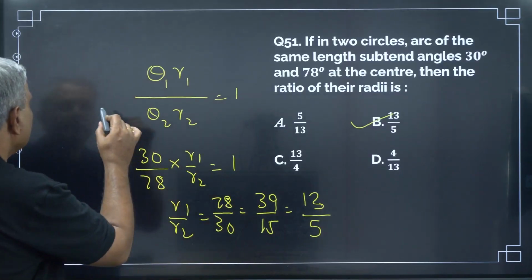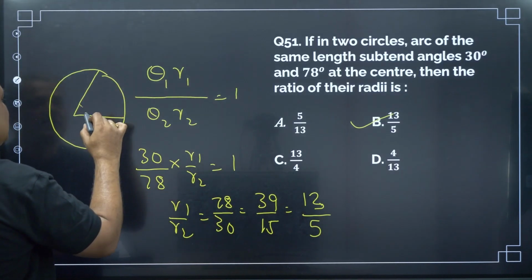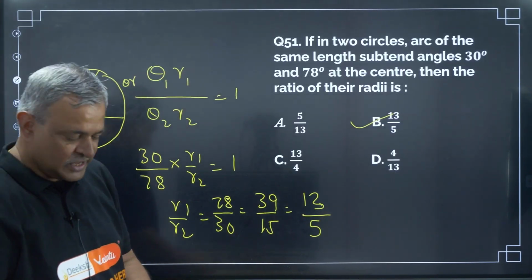Arc length. What is the concept? This is the circle. This is the theta. Arc length is theta r.